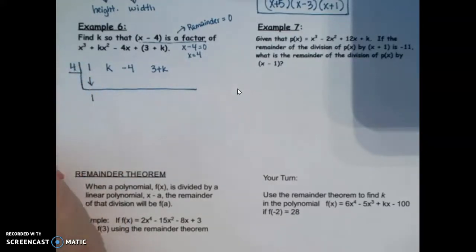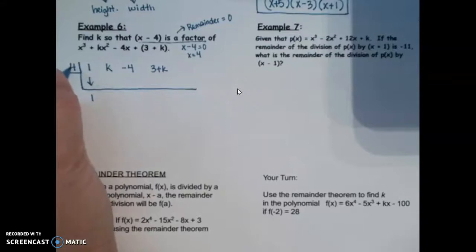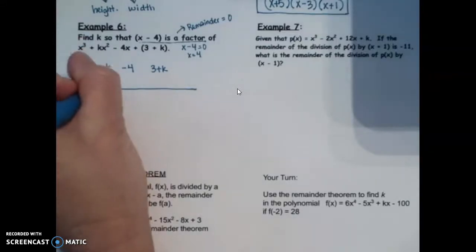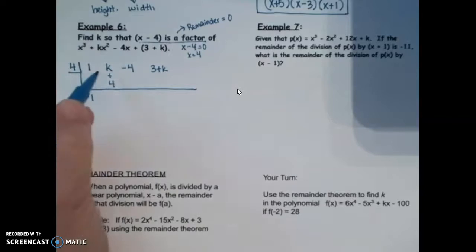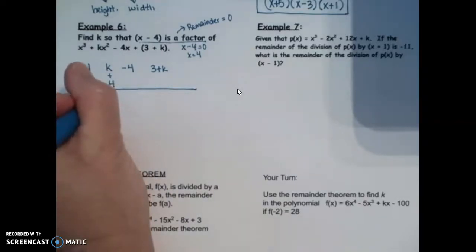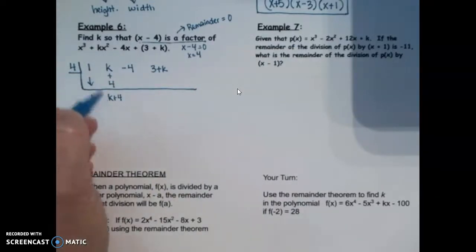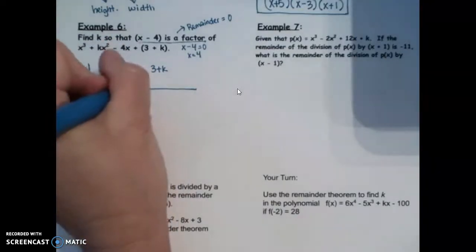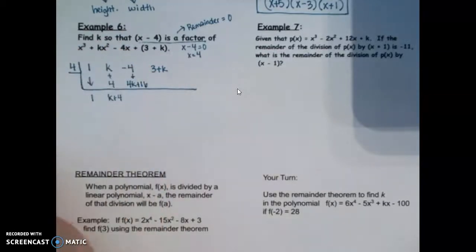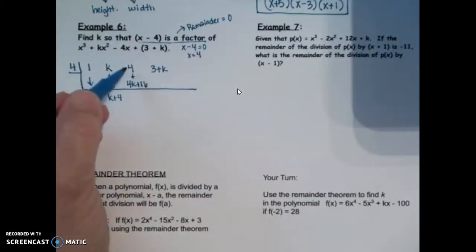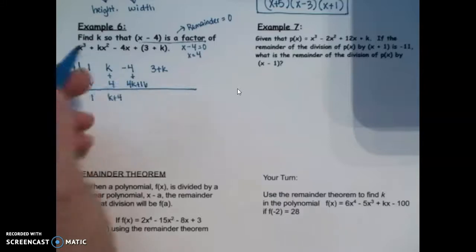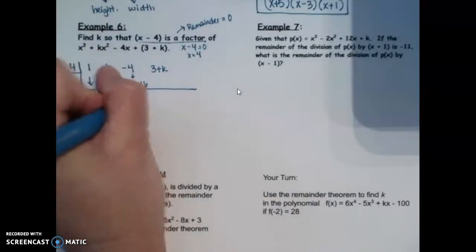So we're going to drop that first number down, and you're going to multiply. So 4 times 1 is 4. Add down. So k plus 4. And you're simply just going to write k plus 4. And then you would multiply. So 4 times k is 4k. 4 times 4 is 16. Add down. So if I'm adding -4 plus 4k plus 16, that's going to give me 4k. -4 plus 16 is 12.